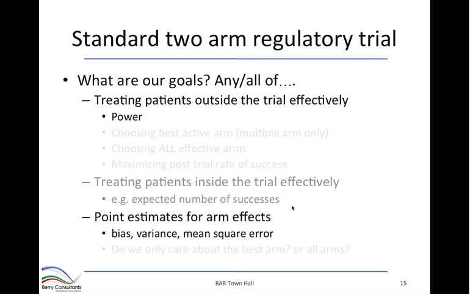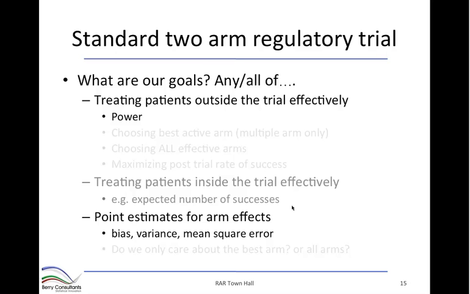In the standard two-arm regulatory trial, a lot of times our goals, I've kind of grayscaled these. Your goals may differ from mine in any study, and that's part of my point: it's just worth considering, well, what are they? I want power. I want to be able to get my drug, if I have a successful drug, out to the general population.